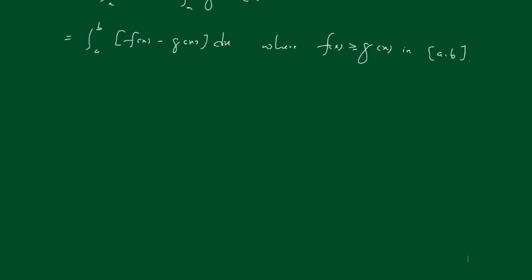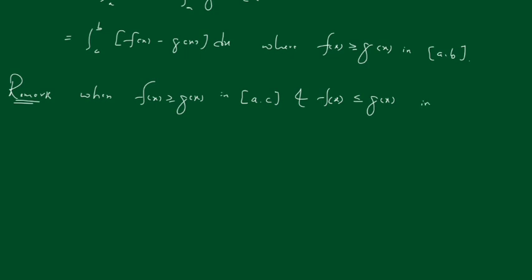So when there are two types of curves, let's see one more type. Remark: when f of x is greater than or equal to g of x in a to c, and f of x is less than or equal to g of x in c to b, where c lies between a and b. So in this case, how should the area be, the formula to find the total area, let's see.